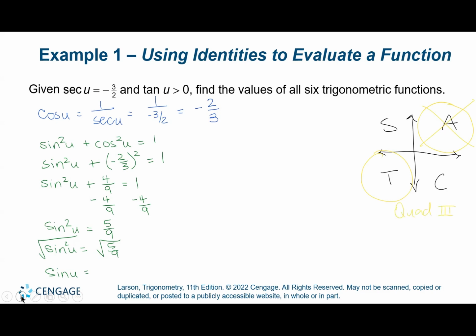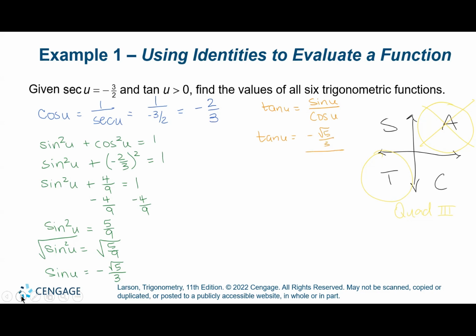Now, what I'm finding over here in the green is sine, and in quadrant 3, sine would be negative. So this is going to give me a negative, and I'm just going to simplify this a little bit. So a square root of a fraction, square root of the top over square root of the bottom, and I don't know the square root of the top, but I do know the square root of the bottom, so I can rewrite it as square root of 5 over 3. All right, so now we've got sine and cosine. I know that I can use that to get tangent. That's the reciprocal identity. It says that tangent is equal to sine over cosine. And sine we just found to be negative square root of 5 over 3.